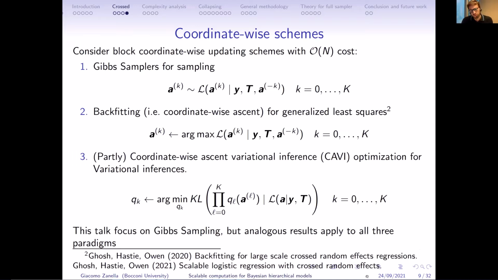And finally, what we discuss afterwards is also relevant to the convergence rate of coordinate-wise ascent variational inference methods. So again, I will be focusing on Gibbs sampling for simplicity, but what is really important here is not the sampling part itself, but the block coordinate-wise update itself. Okay, so let's go on. First of all, is there any question up to here? Okay, I will go on.